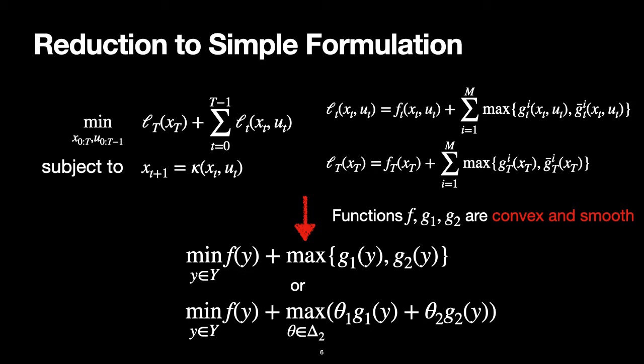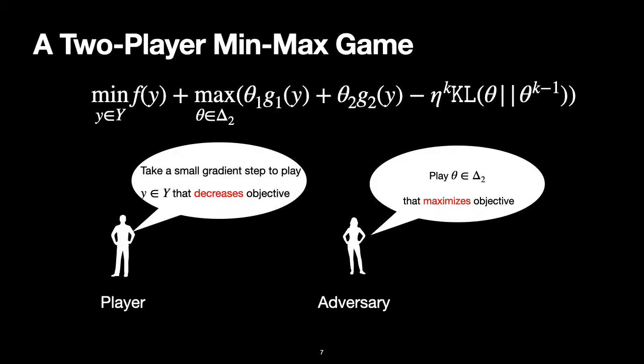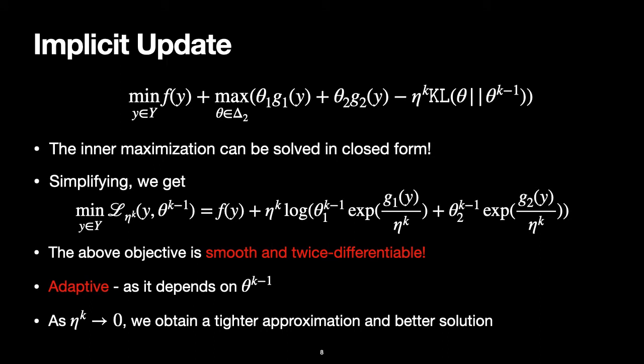We further reduce it by introducing a dual variable theta which lies in the 2D simplex. We frame this as a two-player min-max game between a player and an adversary. The player tries to minimize a regularized objective in y, while the adversary tries to maximize the same regularized objective in theta. Note that the regularization penalizes deviation of theta from its previous iteration value. Turns out, the inner maximization in theta can be solved in closed form, thereby giving us the simplified objective in y, which is smooth and twice differentiable.